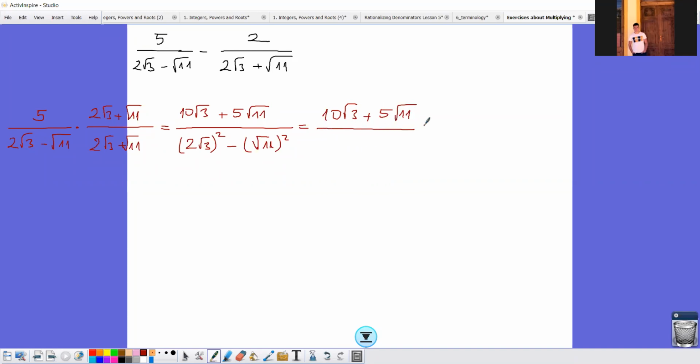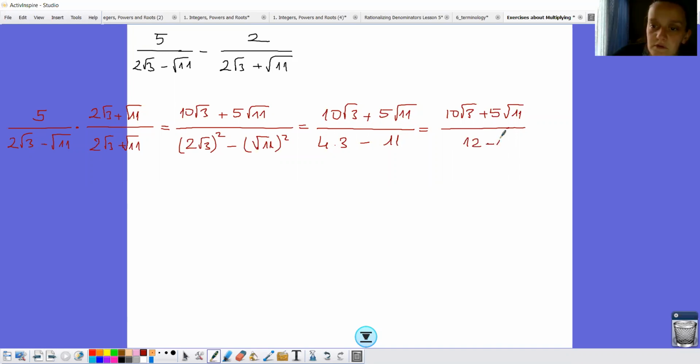Then teacher, we write 4 times 3, because 2 in the power of 2 is 4 and the root of 3 in the power of 2 is 3, and 11 we write minus 11. So we write again the numerator as it is, and then we do 12 minus 11, which is 1. The solution for this is 10 root of 3 plus 5 root of 11. Then I'm taking the second one.